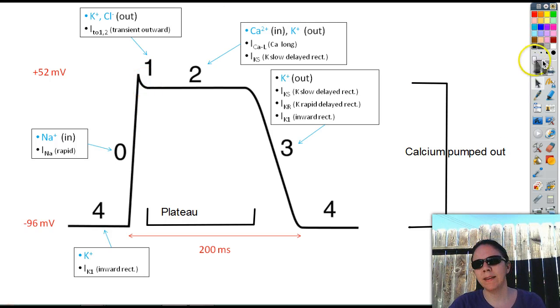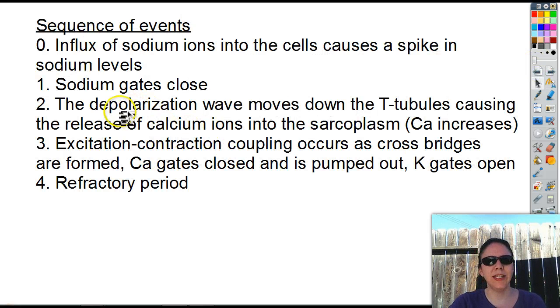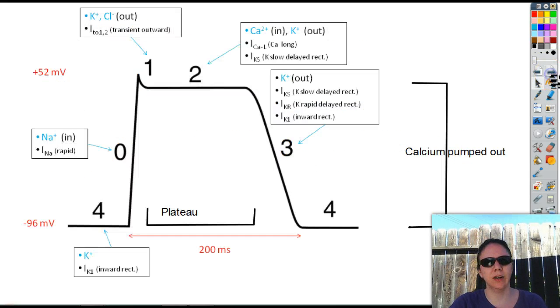Okay, next. 2, the depolarization wave moves down the T tubules, causing the release of calcium ions into the sarcoplasm. Basically, calcium levels increase. So, 2, calcium levels increase. But we call this stage the plateau because nothing really is going on in terms of change of voltage.